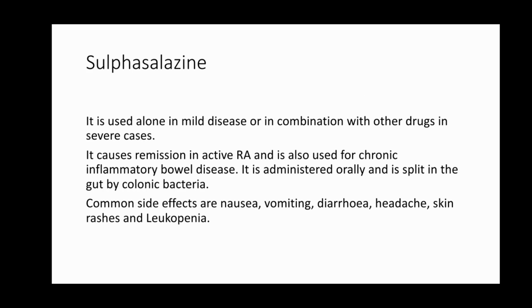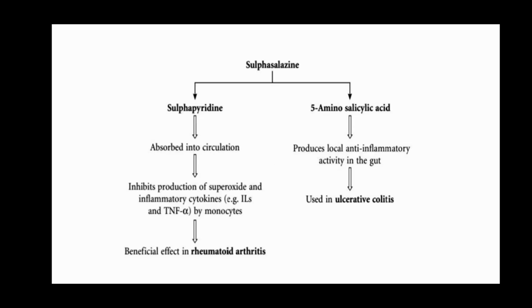And the next drug is sulfasalazine. It is used alone in mild disease, and it causes remission in active rheumatoid arthritis and is also used in chronic inflammatory bowel disease. It is administered orally, and the common side effects are nausea, vomiting, diarrhea, headache, skin rashes, and leukopenia.